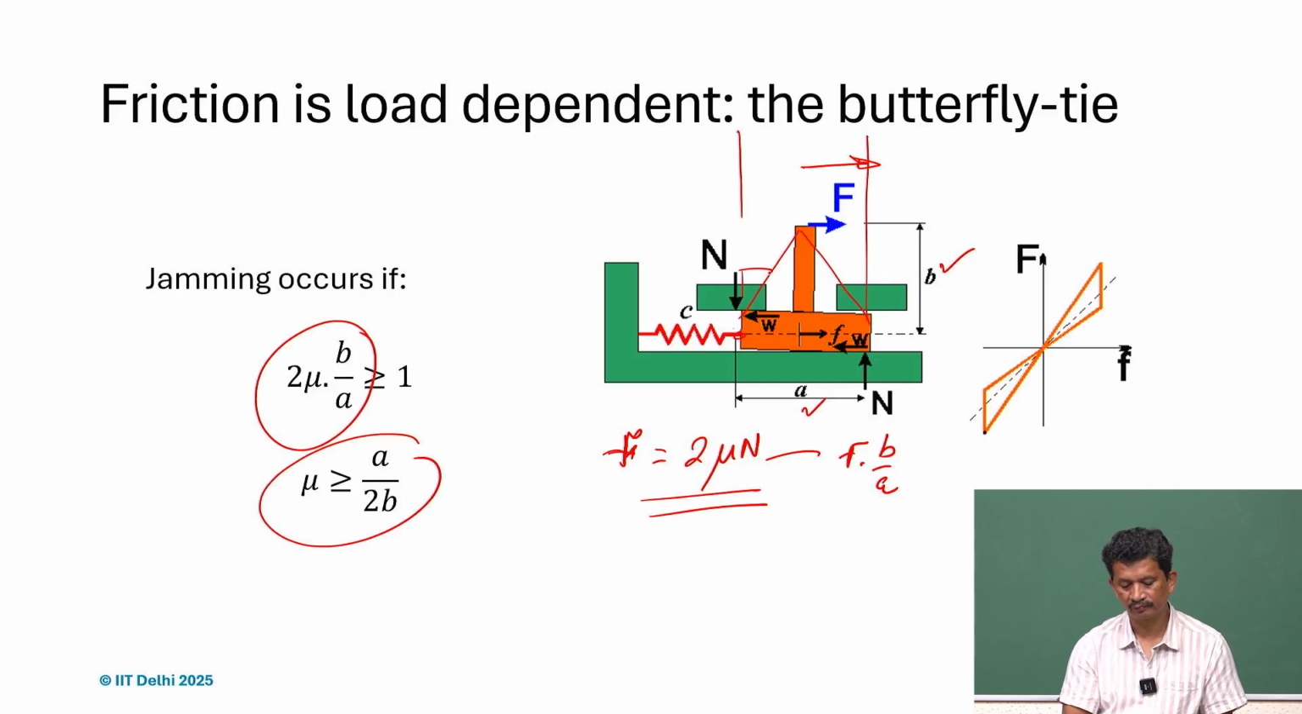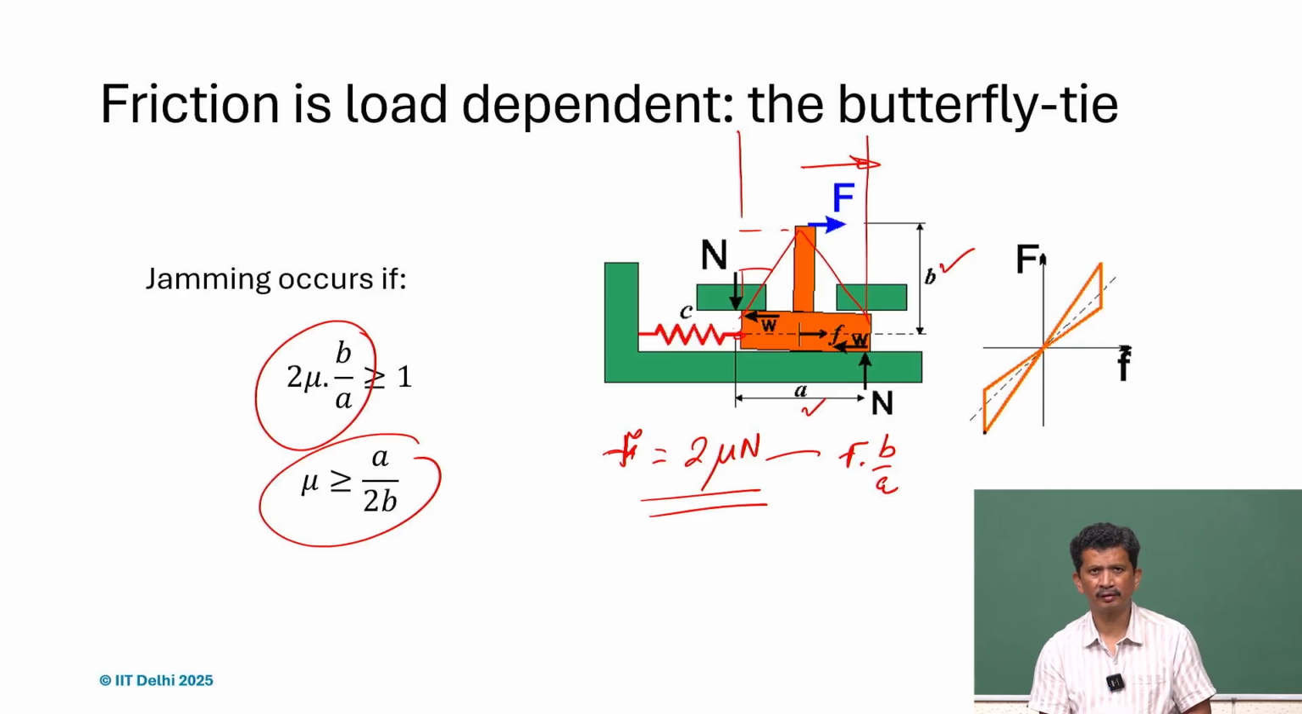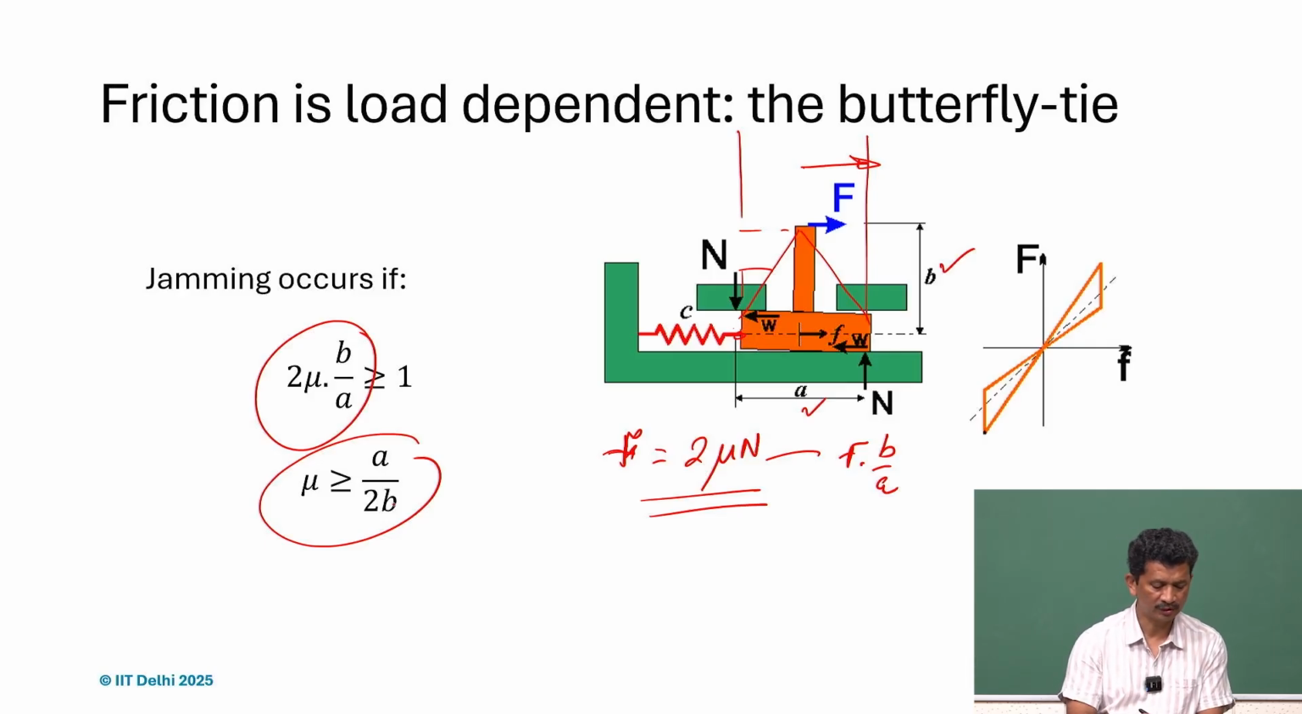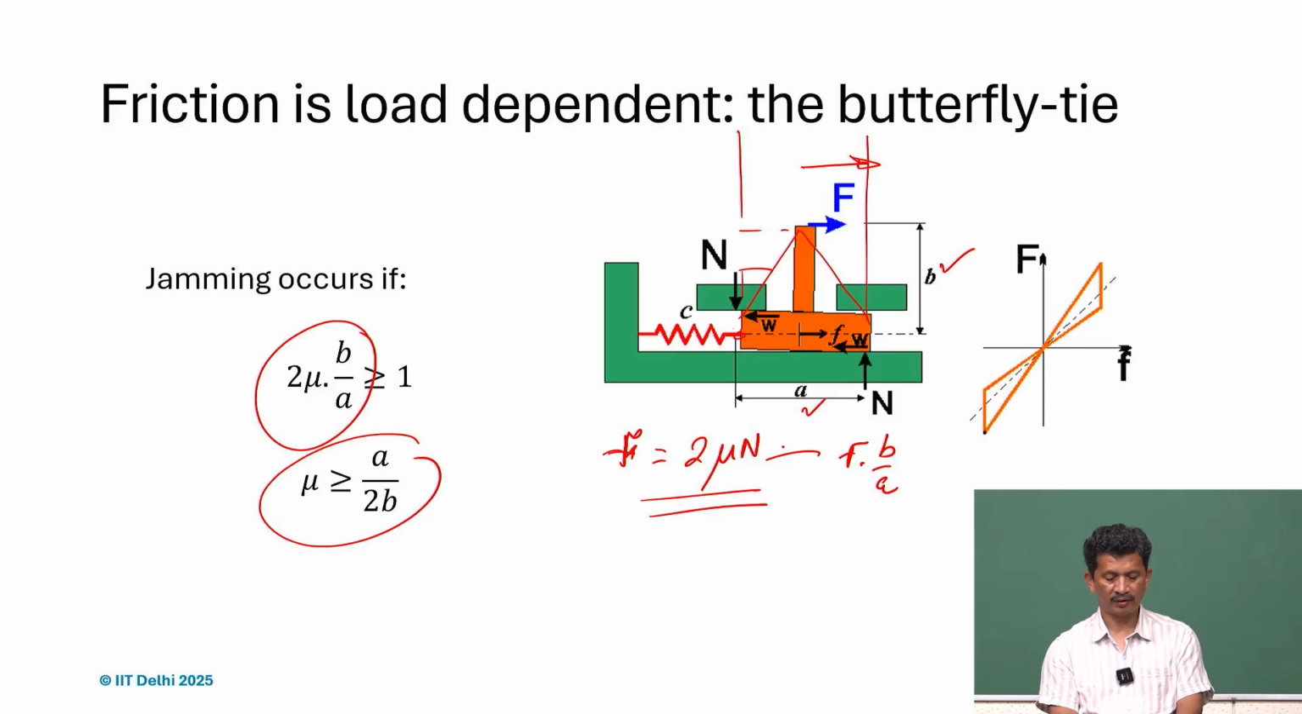so this angle, we can also relate with the tan inverse mu, the angle related to friction, so tan inverse mu, and they are a function of A by 2B. So if mu is larger than this value A by 2B, we realize that no matter how large the force is, it will not move. It means it will get jammed.